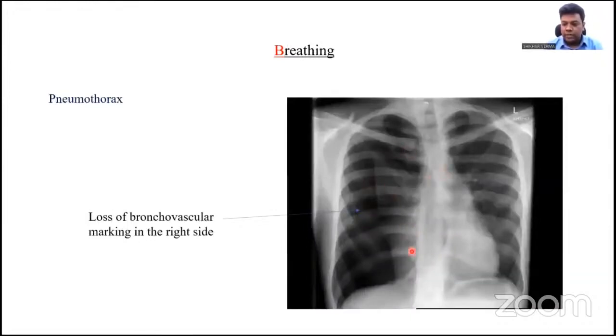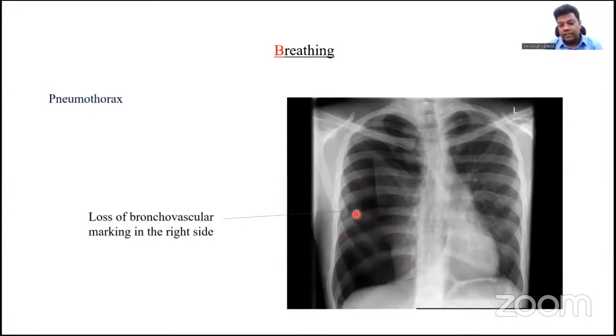This is an X-ray film showing pneumothorax. In this, you can see that there is a loss of bronchovascular markings here, or an area of hypertranslucency here, along with the collapsed part of the lung. This is a collapsed lung here. So this is an X-ray film of pneumothorax, which is mostly treated by ICD insertion.